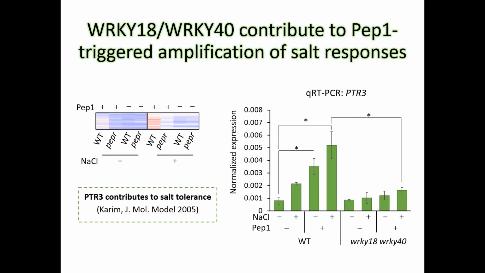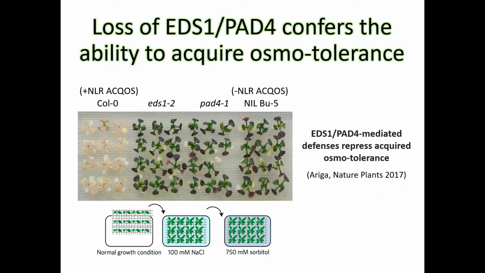Now the next question is, how exactly do WRKY18 and 40 regulate PTST? In an earlier slide, I showed that acquired osmo-tolerance is dependent on PEPR. In the very same acquired osmo-tolerance assay, our previous study shows that the EDS1-mediated defense protein EDS1, part 4, and this NLR, the loss of which leads to enhanced osmotic tolerance. So this tells us that EDS1 defense inactivation confers osmotic tolerance.